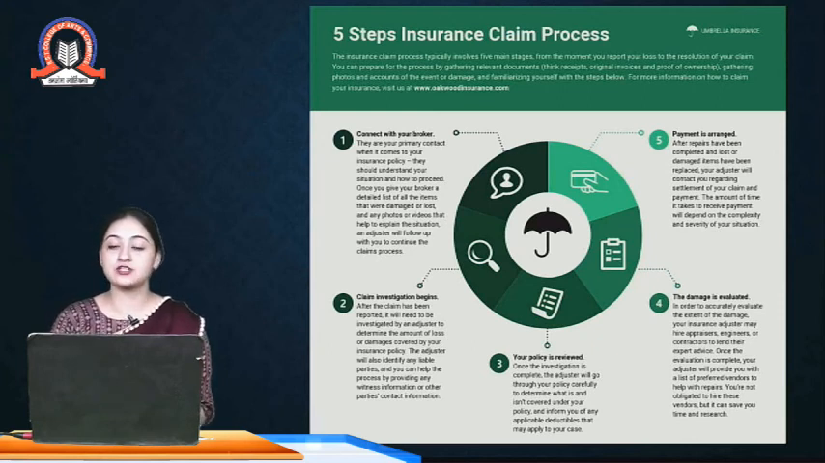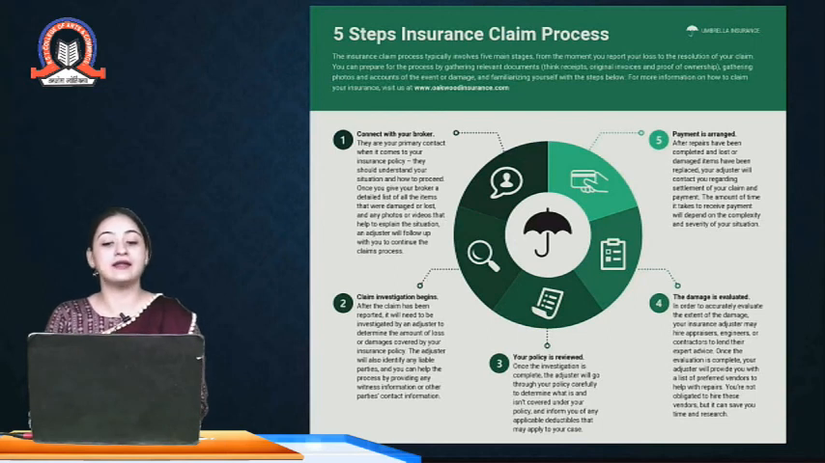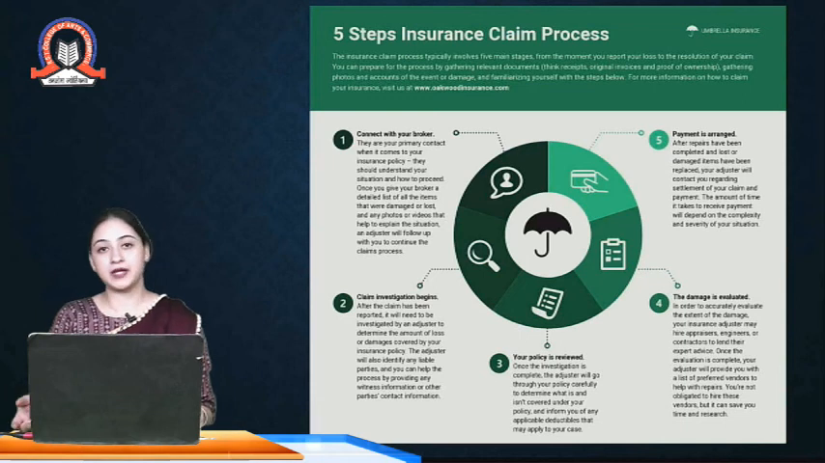Whether the damage is valid or not is evaluated properly. Any type of insurance will be checked and investigated. And lastly, when the insurance company is satisfied, the payment of the claim will be issued.